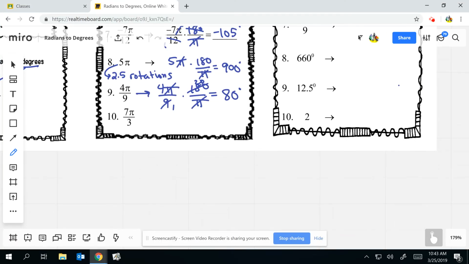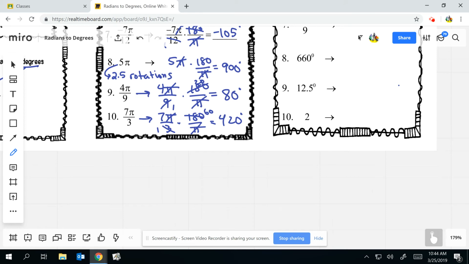Let's look at the last one here. So you get 7 pi over 3 times 180 over pi. Since the pi's will cancel, 3 actually goes into 180 60 times. 7 times 60 is 420 degrees. 420 degrees.